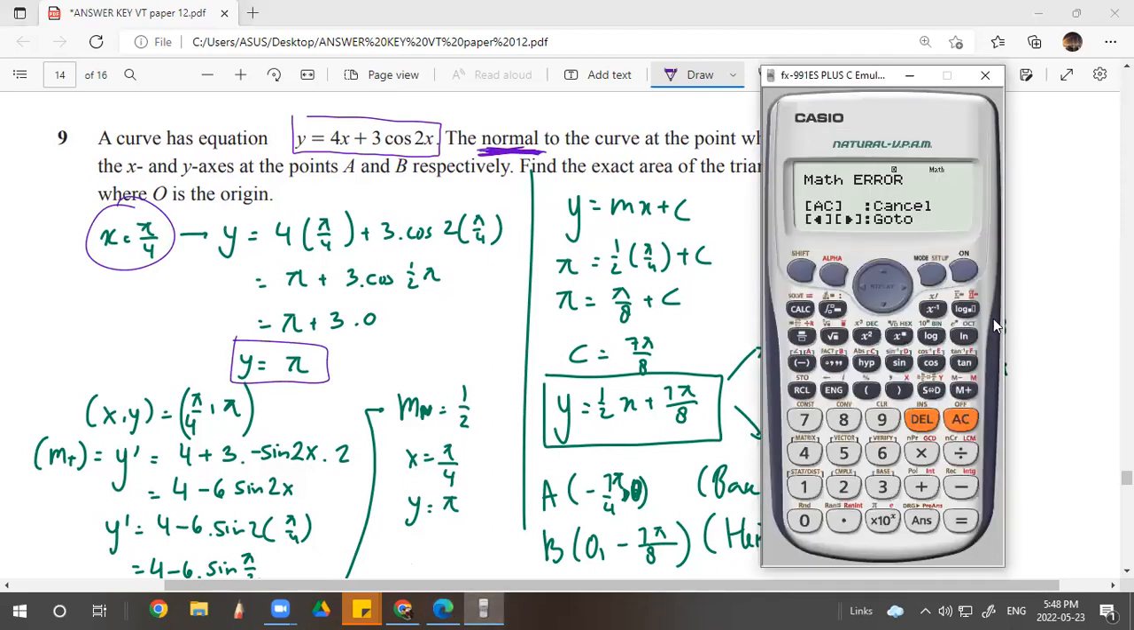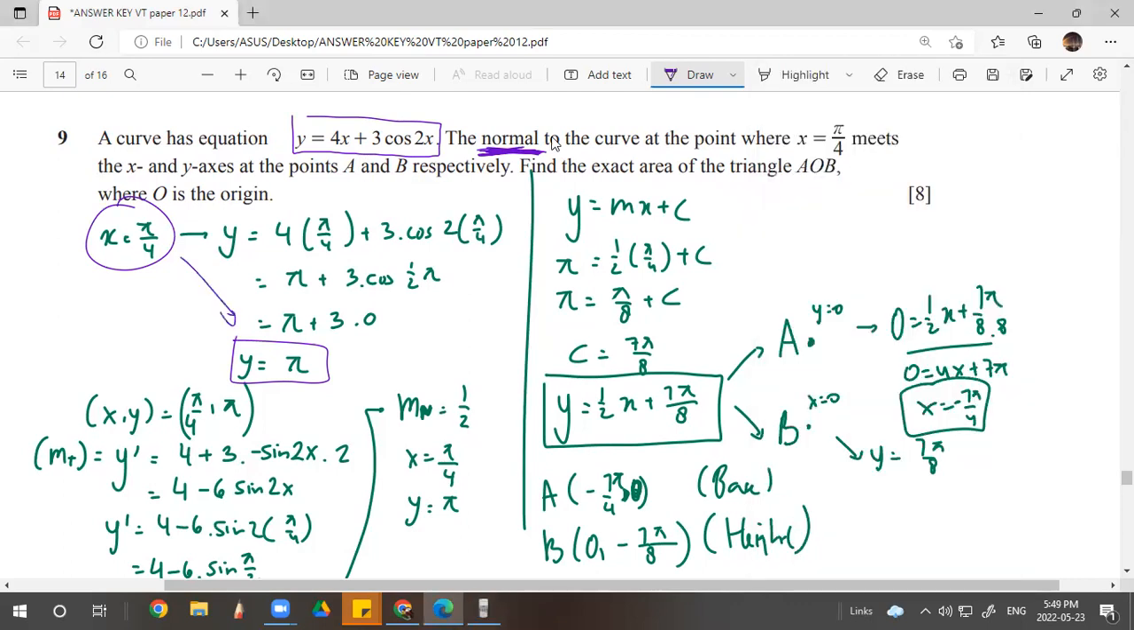If you don't get the idea, or if you get confused, just use the formula with the radian form. Make sure that it is in radians. So 4 times x, where x is pi over 4, close the bracket, plus 3 cos 2x, plus 3 cos 2 times pi over 4. This is the fastest way, pi, right? So the point is pi over 4, comma pi.